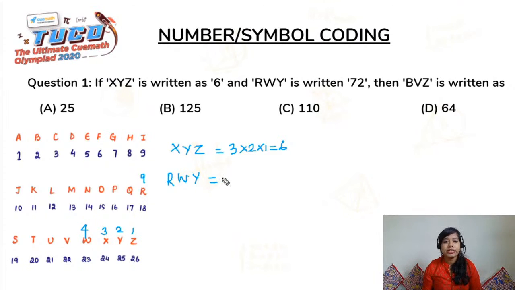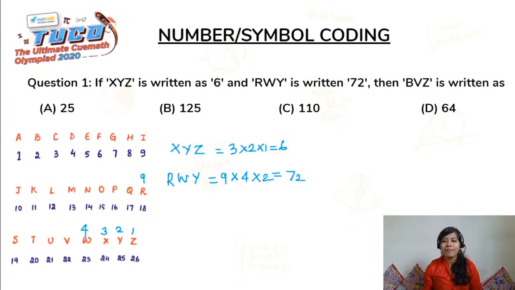So let's multiply all three: 9 times 4 times 2, because 9 is R, 4 is W and Y is 2. Do we get 72 from here? 9 times 4 is 36, times 2 is 72. We do get it. That means the reverse numbering logic that we have applied to our letters is actually working well. I hope that was clear to all of you.